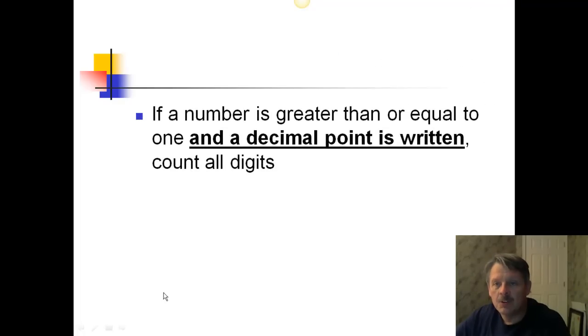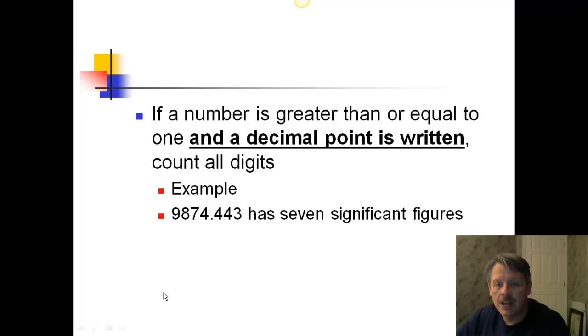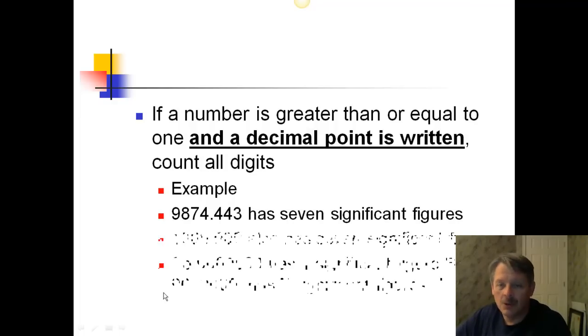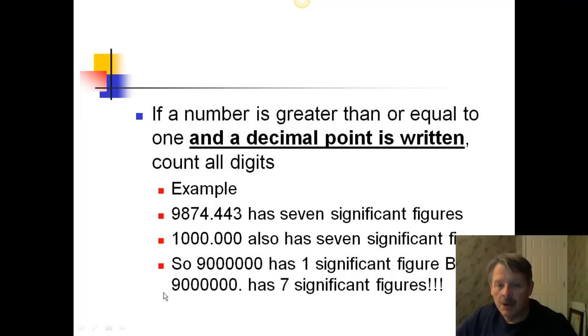If a number is greater than or equal to 1 and a decimal point is written, you count all the digits. All right, so all of your trailing zeros are going to count. If you look at this number, clearly it has 7 sig figs. But 1000.000 also has 7 sig figs. Right? And it is because there's a decimal point written, which implies that all of these digits we actually measured. Whereas down here, there is no decimal point written, so it only has 1 sig fig.